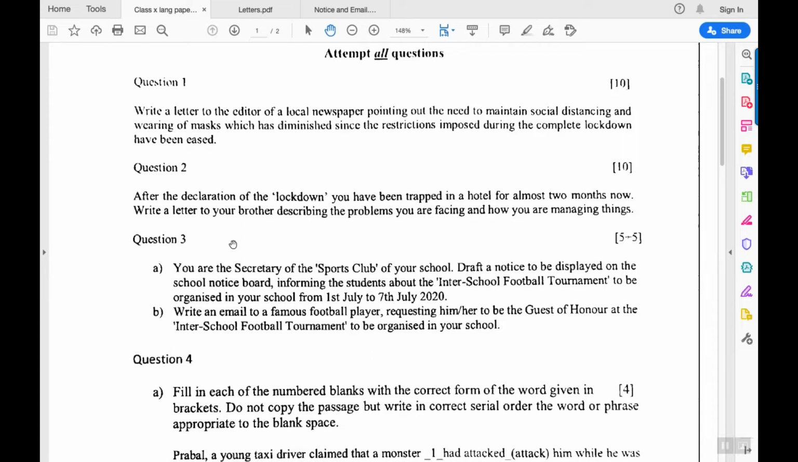Now, what all you need to underline before you start answering. The first thing you need to underline is that you are the secretary of the sports club. Second, inter-school football tournament. Third, 1st July to 7th July. Now see, this is a question, both email and notice, where you can get 5 out of 5 in your board exam, provided you follow the guidelines that have been given by the board.